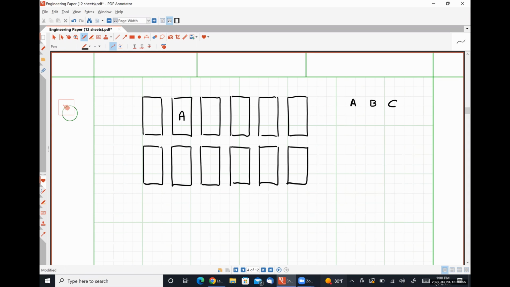Gavin, where do you think it goes? Right here. I agree. If I put a B here, somebody else, where does the second B have to go? Mirror it across the other side.